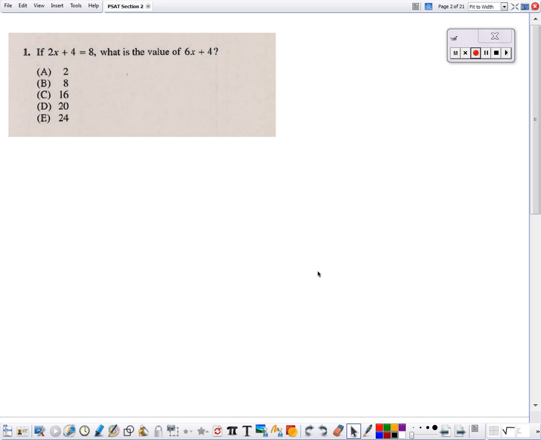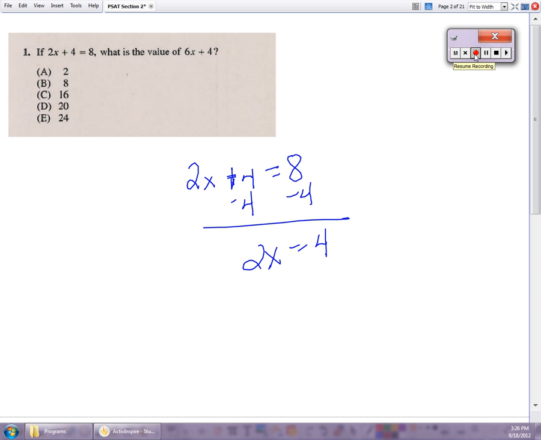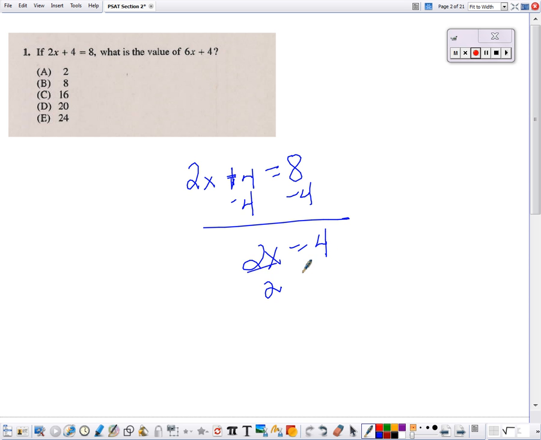Okay, so we are going to go through all of Section 2 on the PSAT booklet for the school year 2012-2013. Number 1, you have to solve for x first. I'm going to recopy my equation. And to solve for x, I'm going to subtract the 4, and then divide by 2.